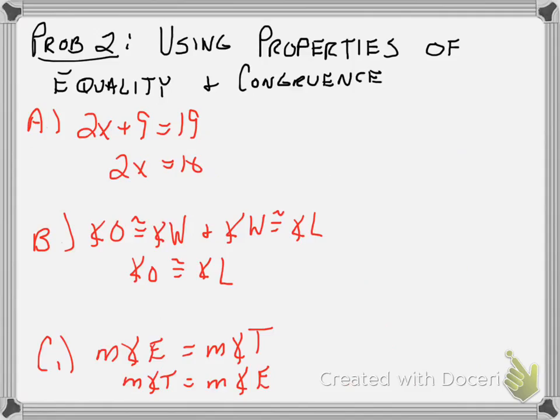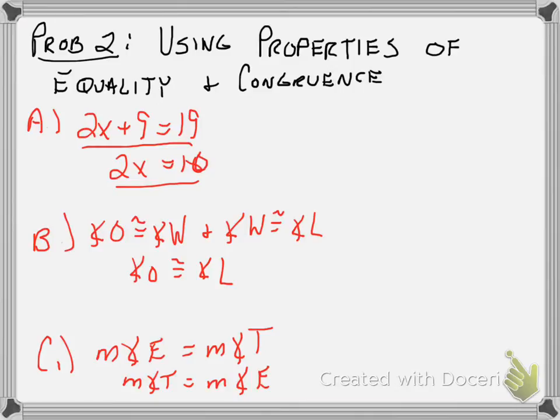All part of proofs. Problem 2 says using properties of equality and congruence. What they want you to do is talk about how I get from A to B. Well, how did I get from 2x plus 9 equals 19 to 2x equals 10? And yes, that's a 0. I know it's a little weird. I'll try to fix. There we go.